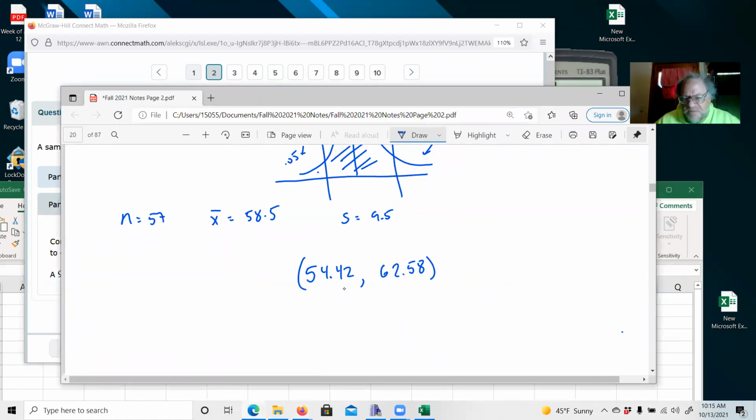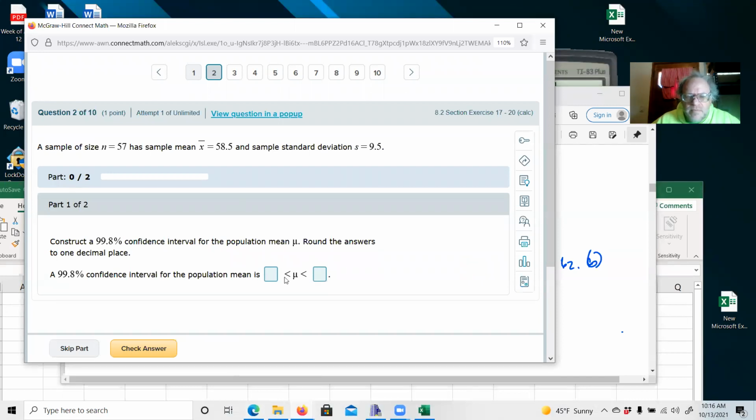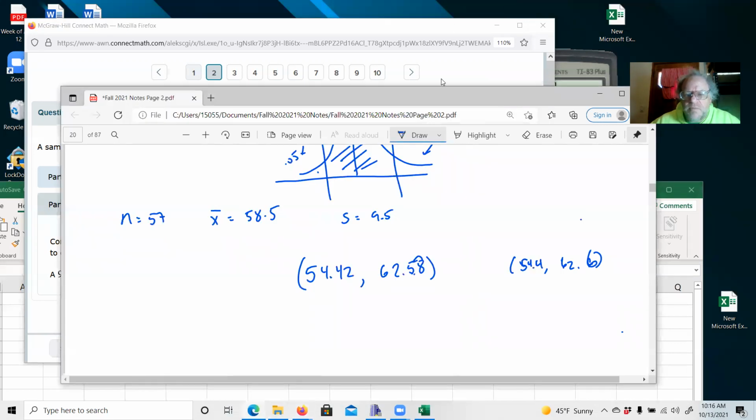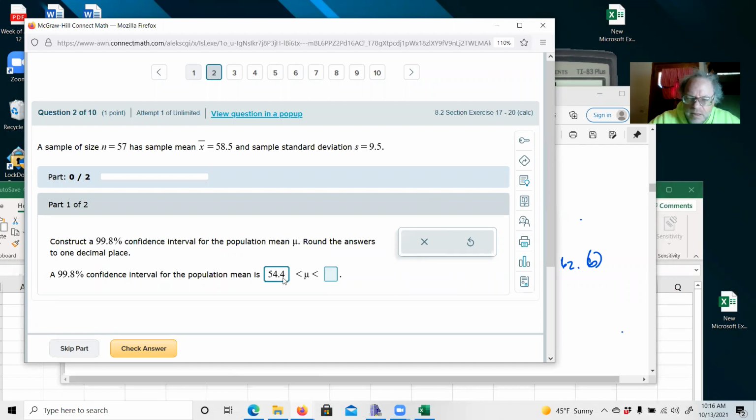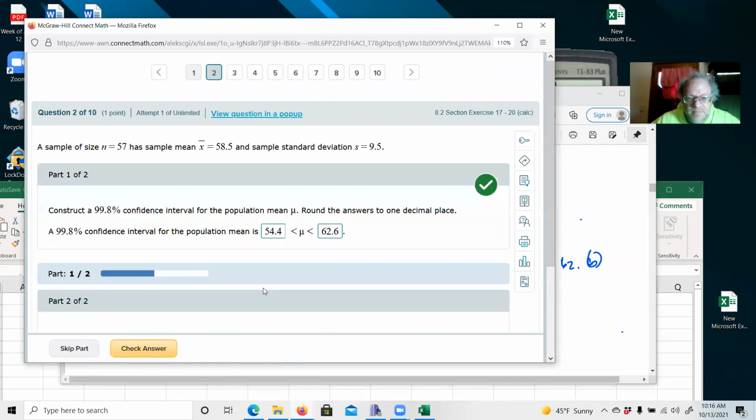So what do we have? We have 54.4 to 62.6. So we're going to go from 54.4 and then 62.6. Right, so that's the mechanics of calculating it. There's dozens of problems that we could do for that.